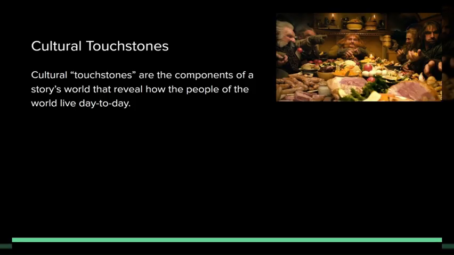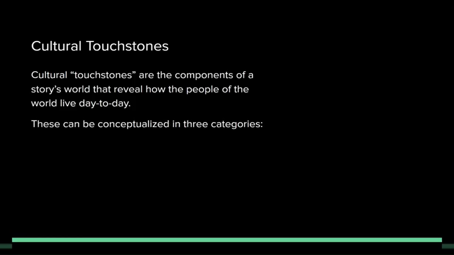So let's start with a concept of something that I want to call cultural touchstones. So when I think about creating a world, and this could really apply to a non fantasy story as well, we have to touch on these things in the world that we know, in the world that we exist in. But when I'm thinking about creating a fantasy world, one of the things that I think is important is these things that reveal how the people of that world live their day to day lives.